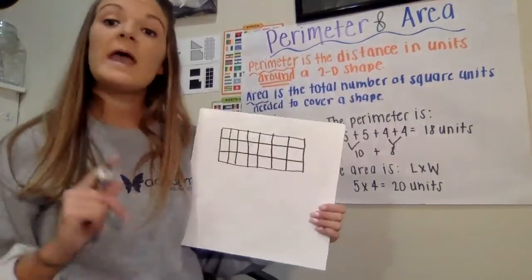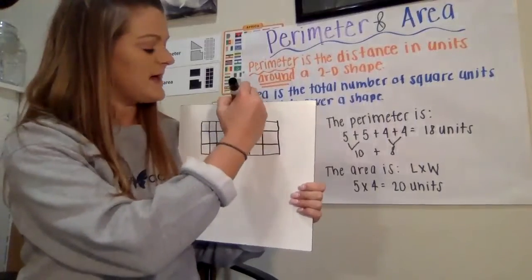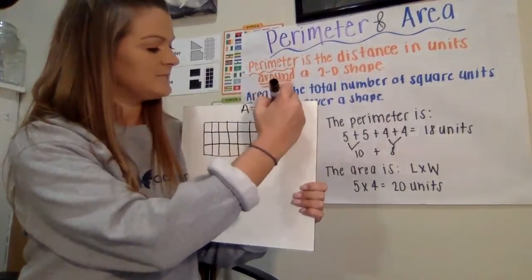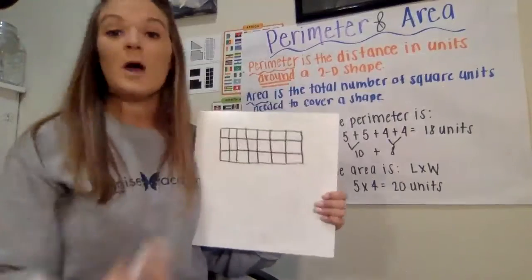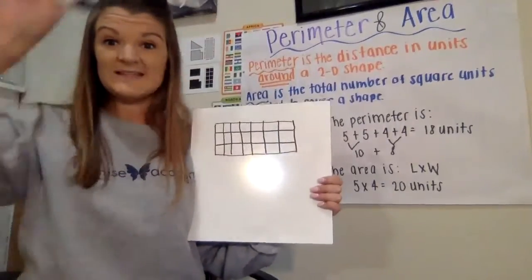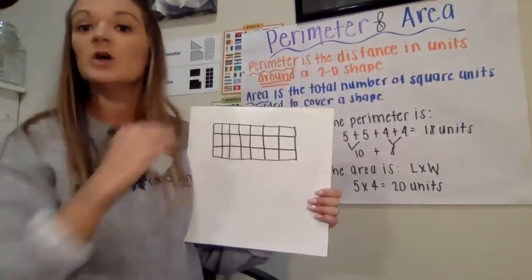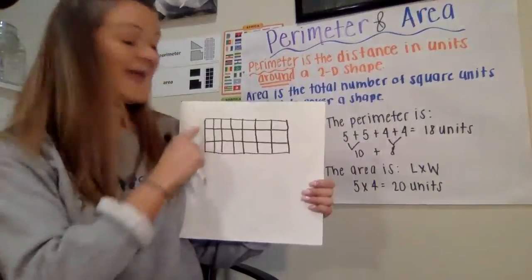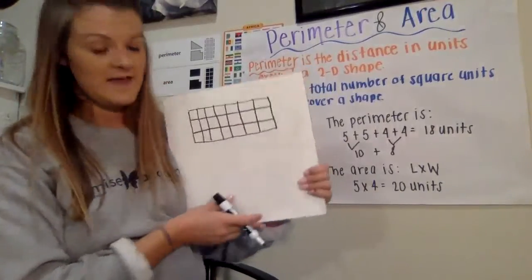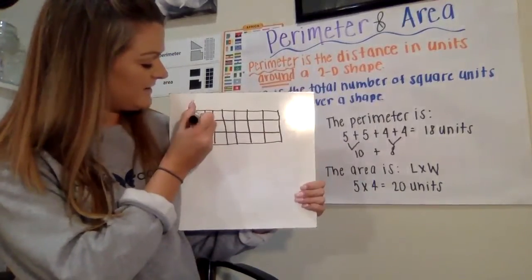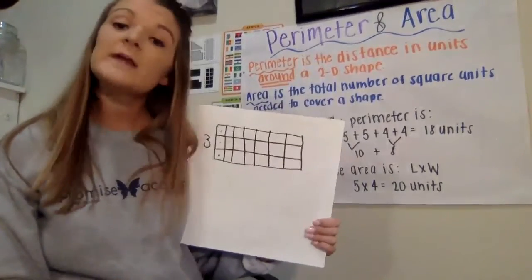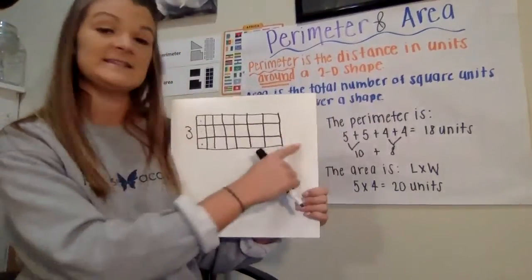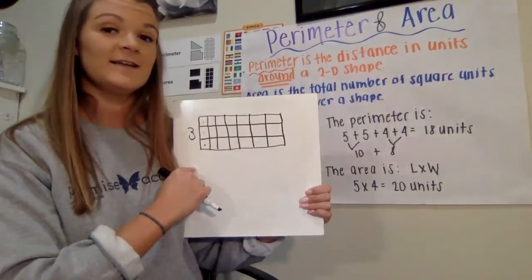Now, we know area is multiplying length times width, but we're not worried about area this week. We want perimeter. Perimeter is around the shape. So I'm going to count to find each side length. So I see my first side length, 1, 2, 3. Also, with rectangles, we know that opposite sides are equal.